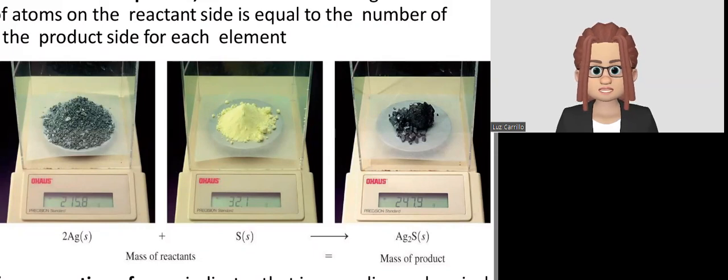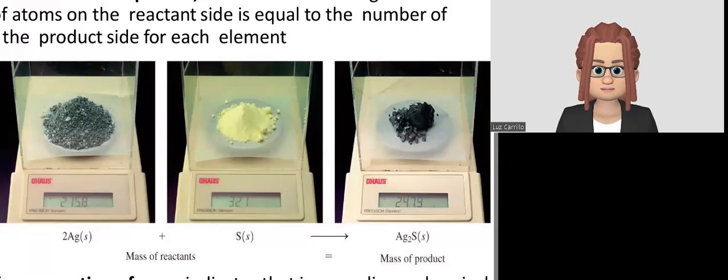But overall, what I want you to appreciate is that if you start with a mass of a particular reagent, in this case, you can see that this is how much silver was measured out. This is how much sulfur was measured out. If you add this number plus this number, that's exactly what that equals to for the product that was made.